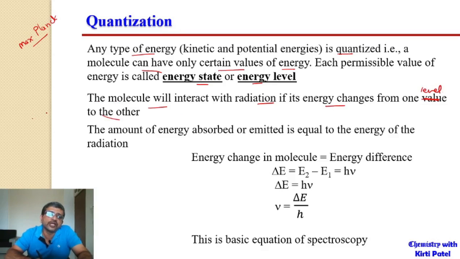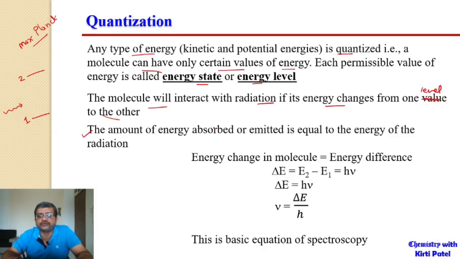That is, if a molecule has two energy levels, say energy level 1 and energy level 2, and the molecule is present in energy level 1, and a radiation comes in, if this radiation has enough energy to bring this molecule from energy level 1 to energy level 2, then it will absorb this radiation. Otherwise it will not absorb the radiation. If the energy of the radiation is exactly the same as the difference between these two energy levels, only then will it absorb that radiation. Otherwise it will not absorb it.